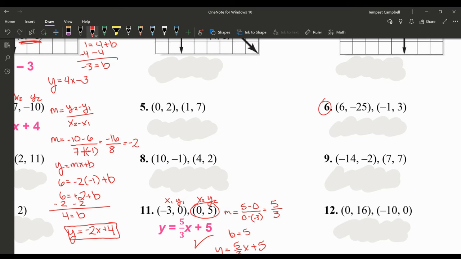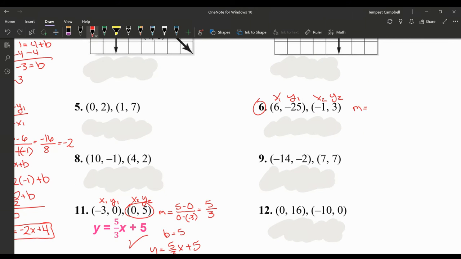Let's do number 6. So number 6, we have x1, y1, x2, y2, and we're finding our slope first. So m equals y2 minus y1 over x2 minus x1. I always have to write it out. If you don't, that's okay, as long as when you write this equation out, you are keeping track of everything. So we're going to do y2, which is 3, minus y1, which is a negative 25, over x2, which is a negative 1, minus x1, which is 6, and then we're going to end up with 3 plus 25, so we get 28 over, and it's going to be a positive 28. Negative 1 minus 6 is the same thing as negative 7, so we get negative 4 for our slope.